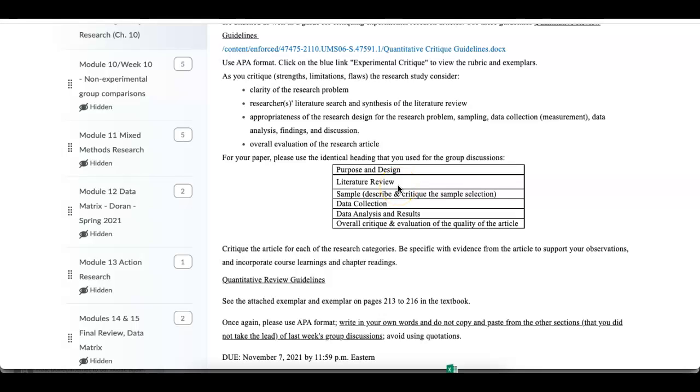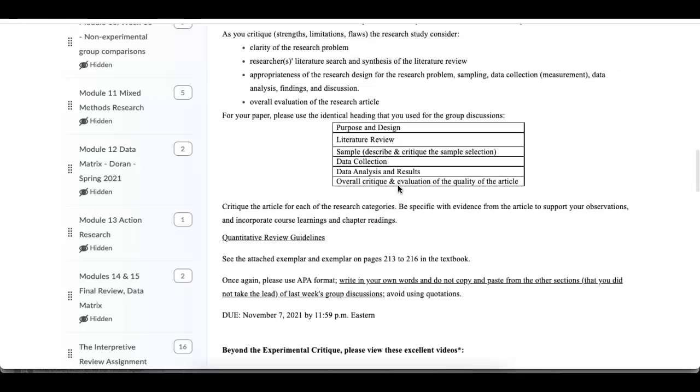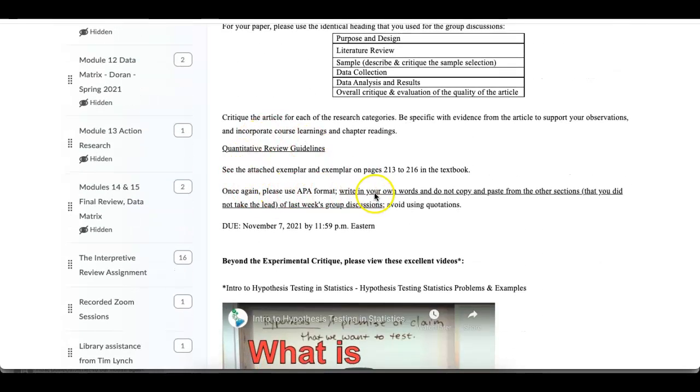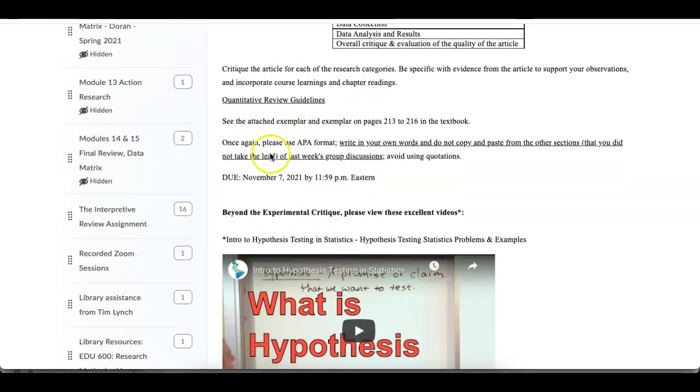These are the same headings that you used in the group assignment. Once again, this is not copy and paste. This is really synthesizing the information for yourself. But if you did write the literature review for your particular article, you can use that, but not copy and paste the other articles. As with critique number 1, this is your paper. There are guidelines: write in your own words rather than copying and pasting. Once again, this isn't due until November 7th. You can get going on it if you want, but it's not critical that you do this week.